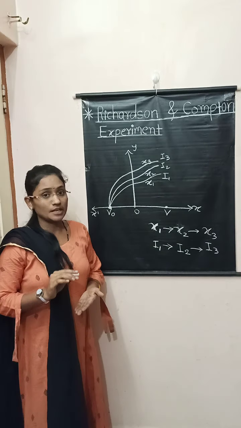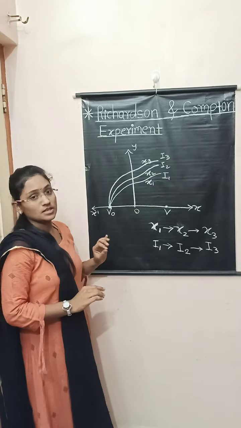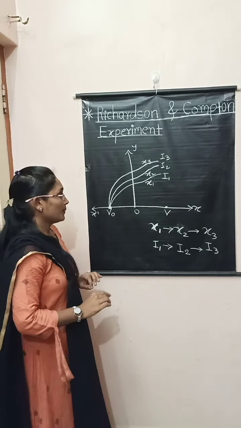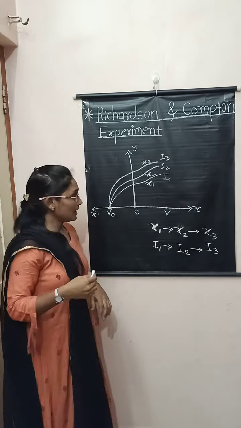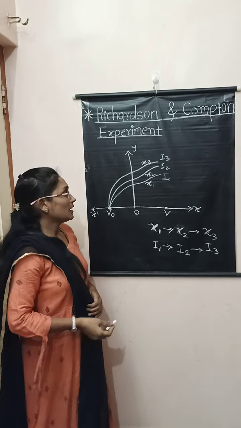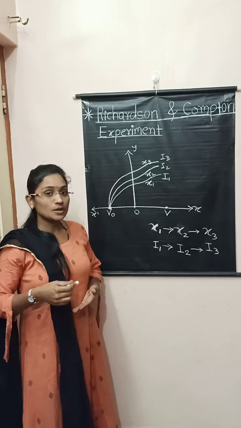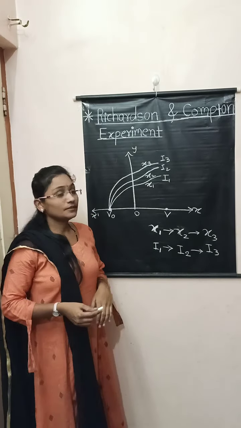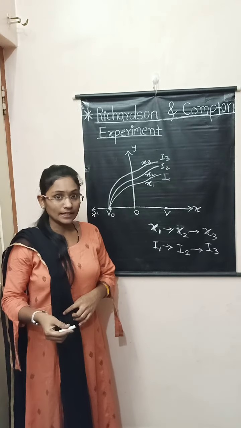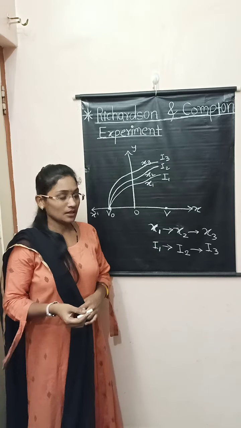No variation in retarding potential. The retarding potential is a constant. Nothing will change in that. But when the intensity is changed, the current is also changed. From that graph, we conclude that when the intensity increases, the current also increases with respect to that intensity.